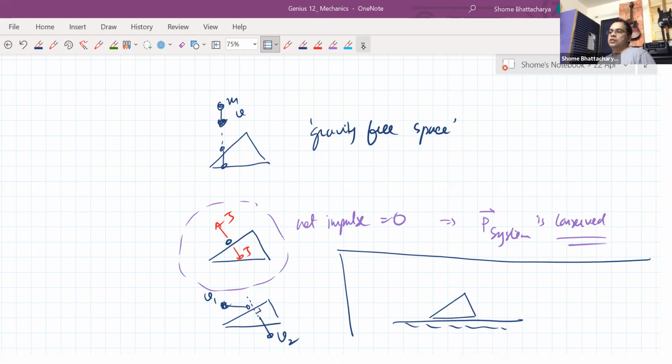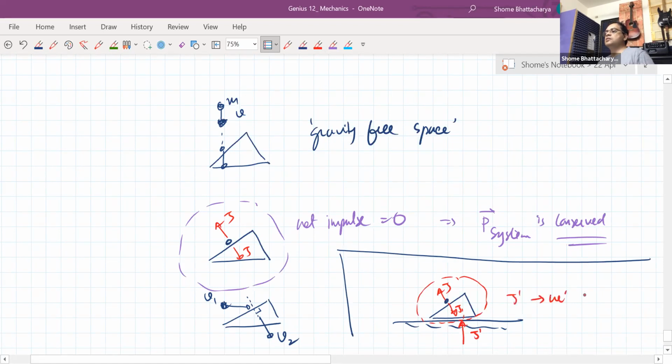Whereas here, this cannot happen, because along with this normal impulse, there is also the normal impulse that the ground is applying. Apart from the collision impulse, there is also the normal impulse that the ground is applying. So that means on this whole system, net impulse is not zero. J prime is the net impulse. But it is vertical, so we are able to conserve horizontal momentum.